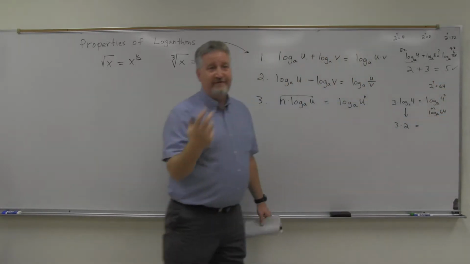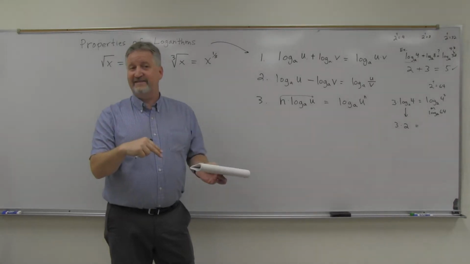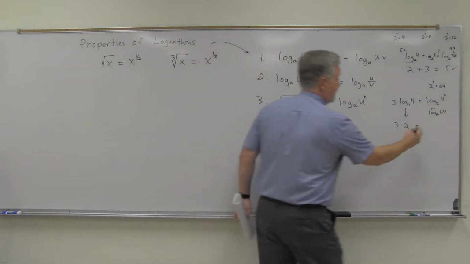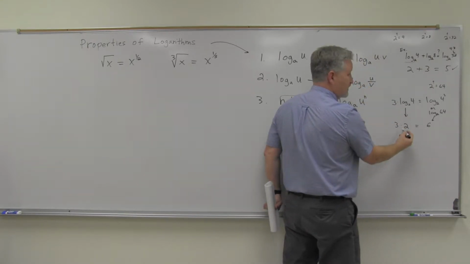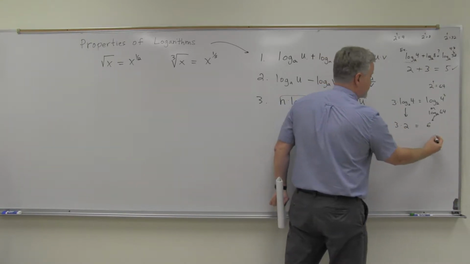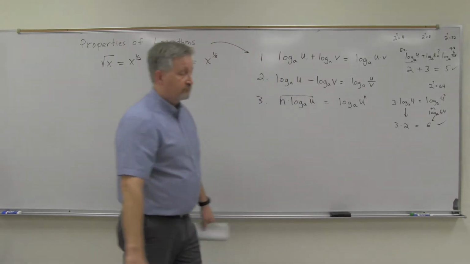Well, again, 2 to the 5th is 32. 2 to the 6th is 64. So this log base 2 of 64 is 6. Look at that. That works, doesn't it? This is 3 times 2, and that's 6. So that's the way it works, okay?